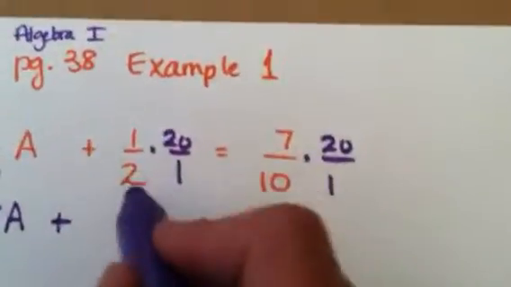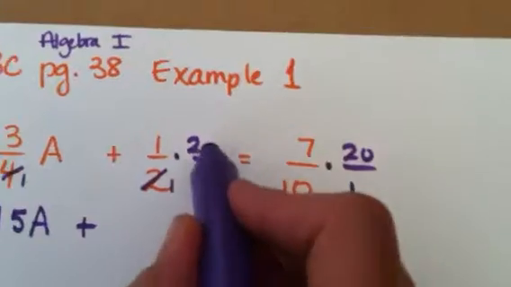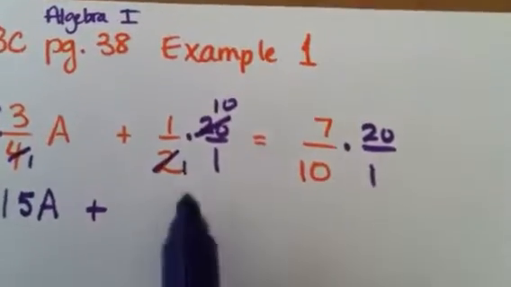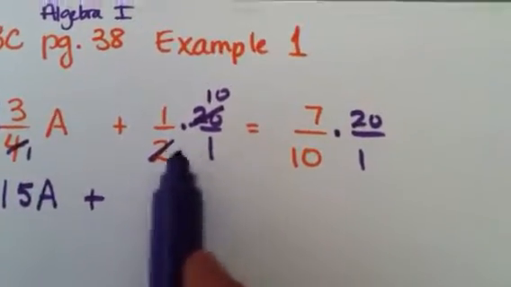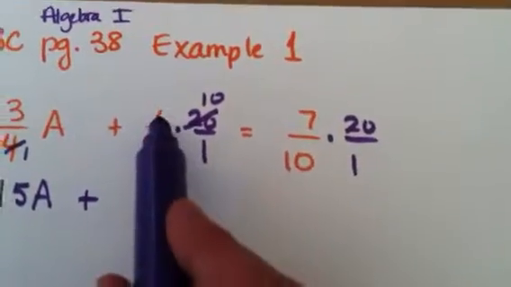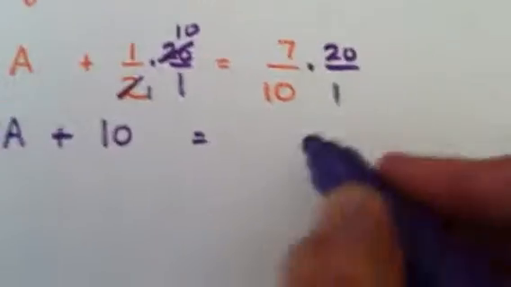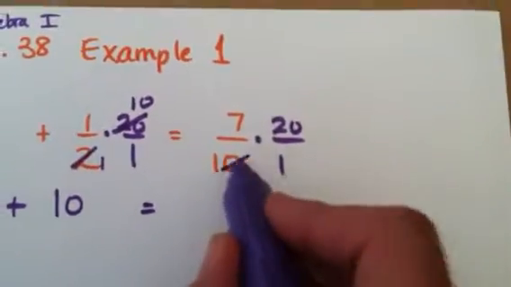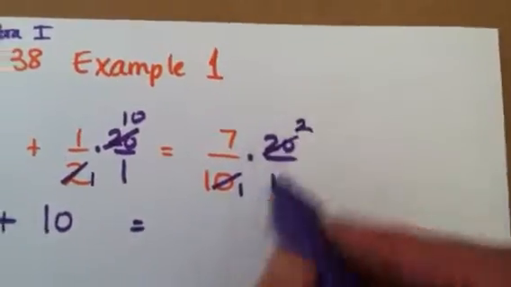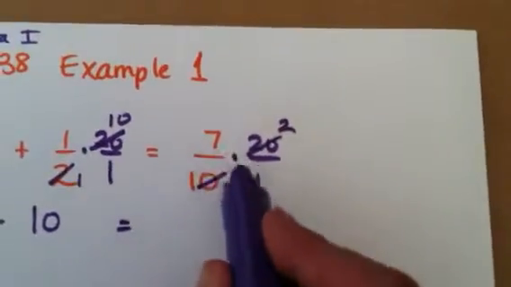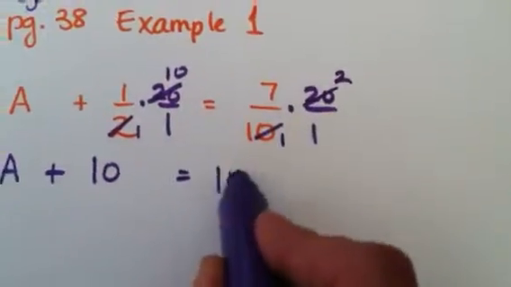All right, and then I'm going to go over here. 2 goes into 2 once. 2 goes into 20 10 times. So again, there's nothing left in the denominator, which I love. So in the numerator, we just have 1 times 10, which is 10. All right, same thing. 10 goes into 10 once, but it goes into 20 twice. So I'm left with 7 times 2, which is 14.